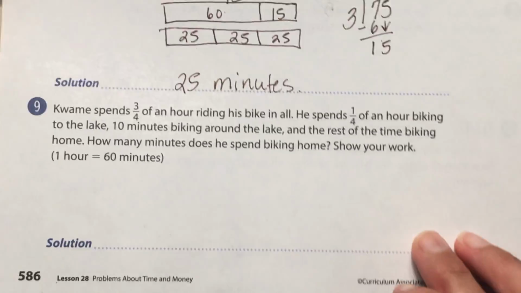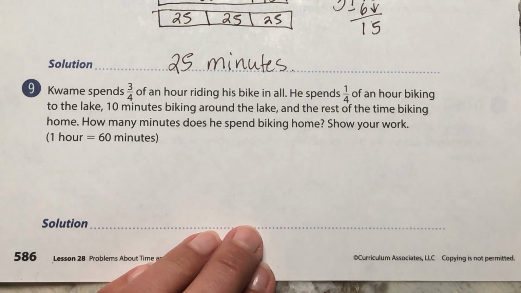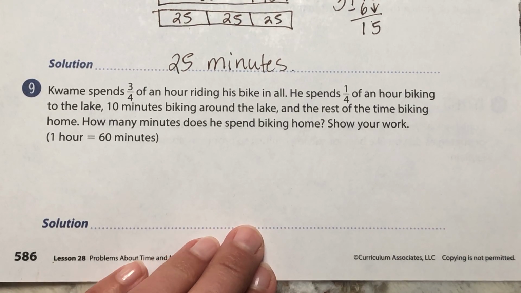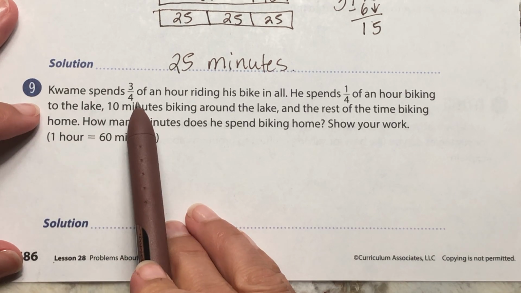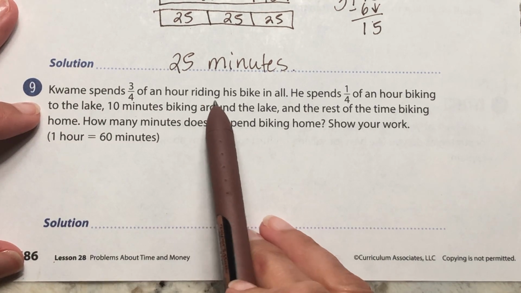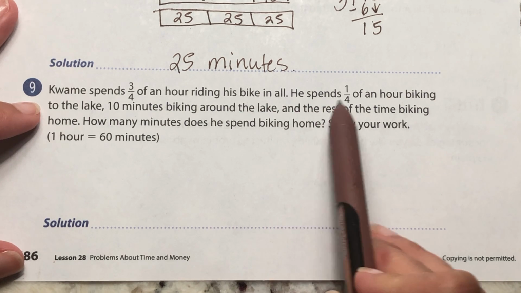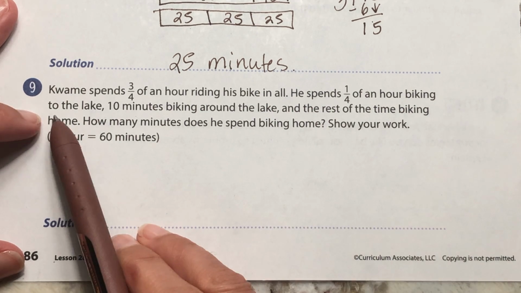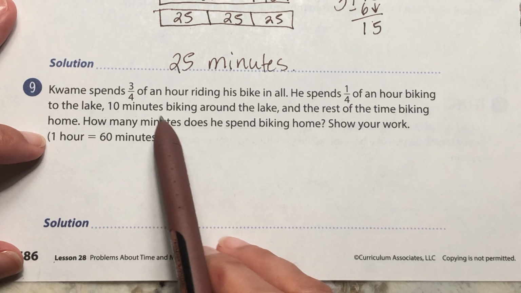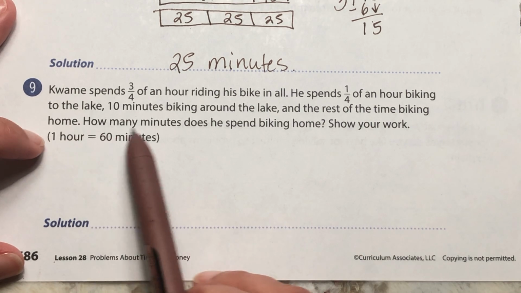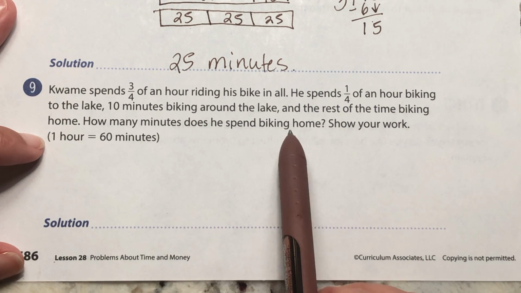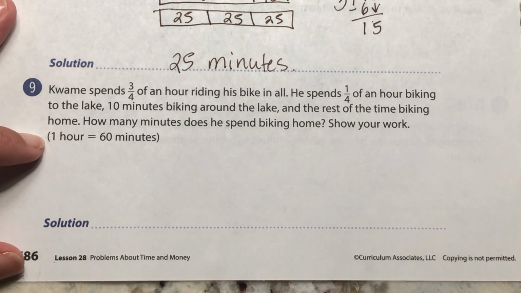Okay, our final example before you move on to pages 587 and 588 is this: Kwame spends 3/4 of an hour riding his bike in all. He spends 1/4 of an hour biking to the lake, 10 minutes biking around the lake, and the rest of the time biking home. How many minutes does he spend biking home? Show your work.